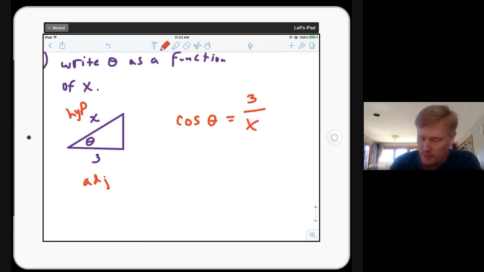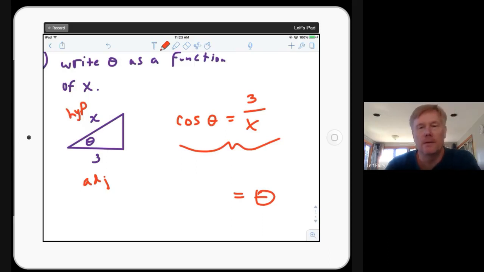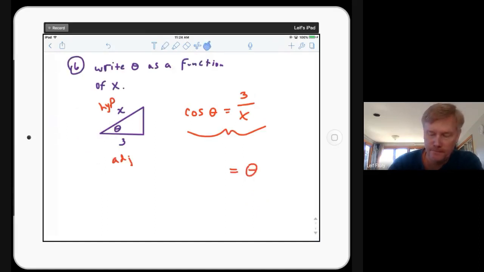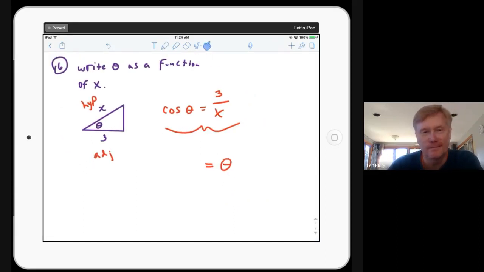Now, maybe one of you guys can tell me this. If I was going to put theta alone, what would go on the other side if I was to take this thing up here and manipulate it? What function would I get? Nobody?